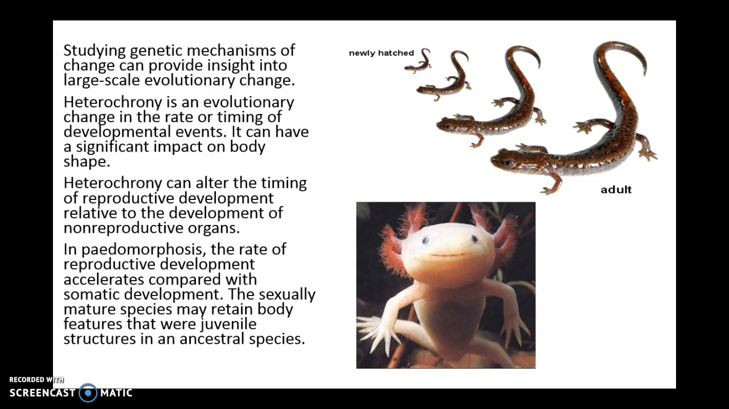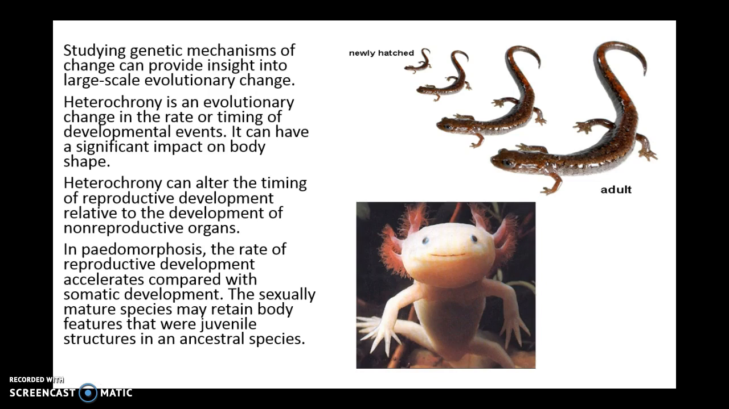Can alter the timing of reproductive development relative to the development of non-reproductive organs. So how things develop, whether a tail happens or whether a tail doesn't happen. Then paedomorphosis is when the rate of reproductive development accelerates compared with body development.